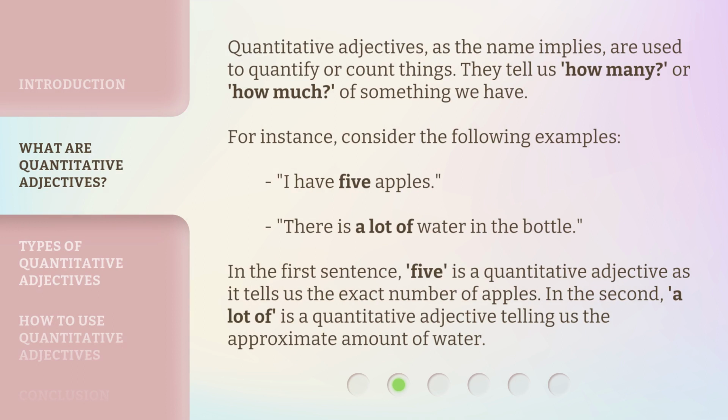Quantitative adjectives, as the name implies, are used to quantify or count things. They tell us how many, or how much, of something we have. For instance, consider the following examples. I have 5 apples. There is a lot of water in the bottle. In the first sentence, 5 is a quantitative adjective as it tells us the exact number of apples. In the second, a lot of is a quantitative adjective telling us the approximate amount of water.